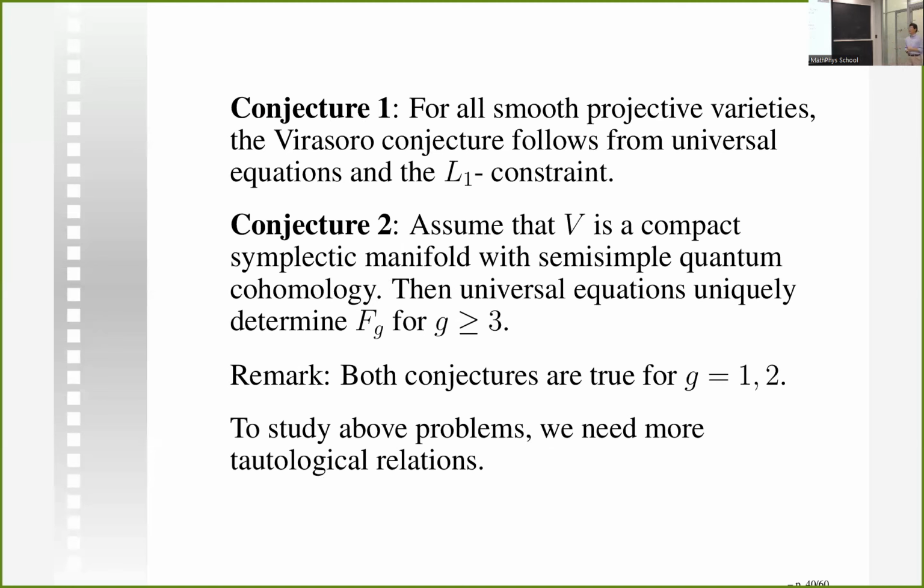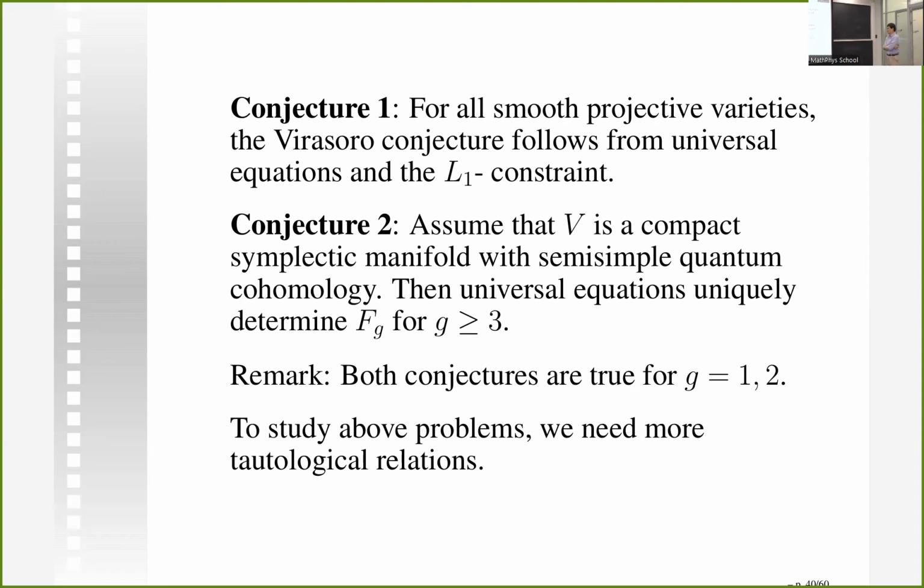Based on these results, it's very reasonable to pose some conjectures. First, I believe that for all smooth projective varieties, the Brosser conjecture always follows from our universal equations and the L1 constraint, like Sukai just says. If you look at the Brosser constraints, perhaps only L1 has something to do with the geometry of the manifolds. All the other constraints in that infinite system of equations actually come from the Deligne-Mumford space, not from the symplectic manifold. That's one conjecture I would like to propose.